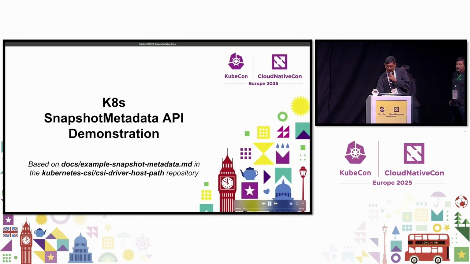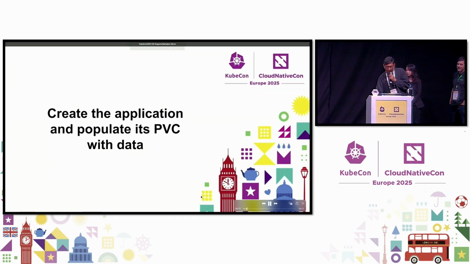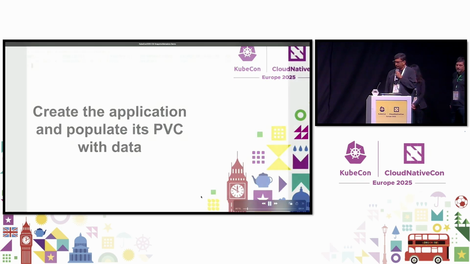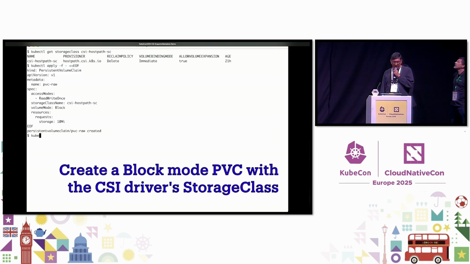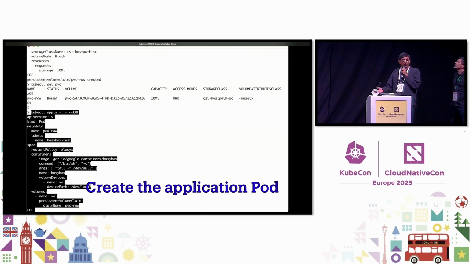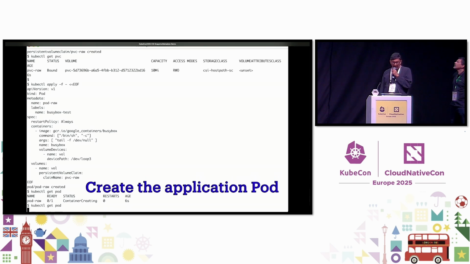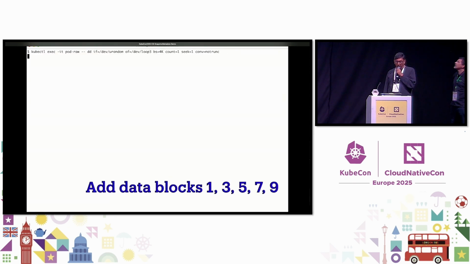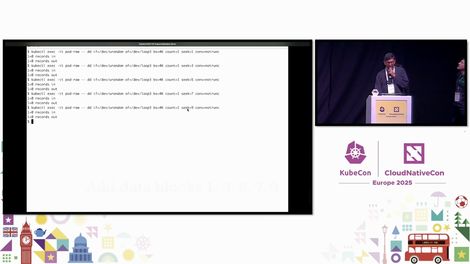I will move this around to hasten this. We've seen this already. So the first thing we're going to do is create this application. It's just a simple app. We use a CSI host path storage class. It's part of the CSI host path driver. Create a very simple app, which in this case is just a busybox, and create the pod with the raw PVC. Since it's a demonstration, we're actually just going to create a few blocks using dd. I just used an odd number of block addresses.